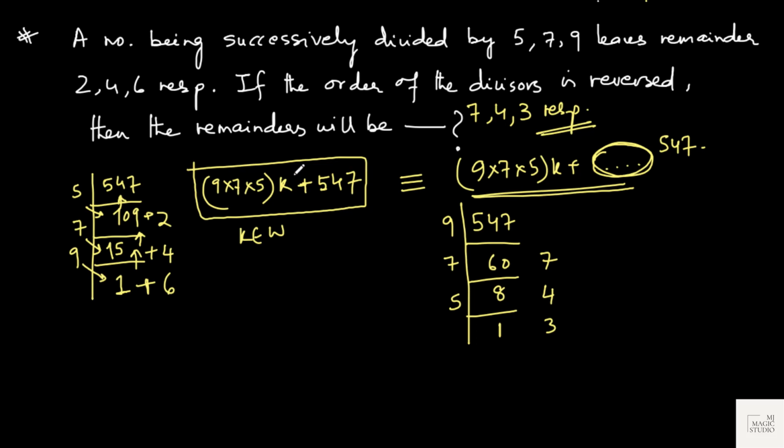Now we need to compare, because the order of divisors is just reversed. The first basic initial number in these two cases would be 547, and all numbers would be the same.